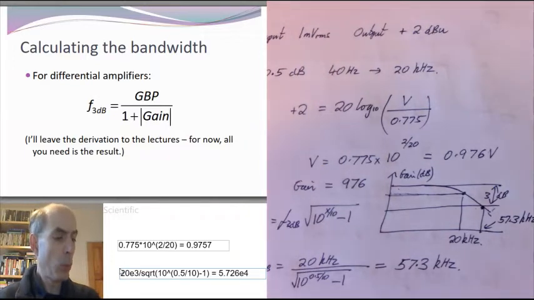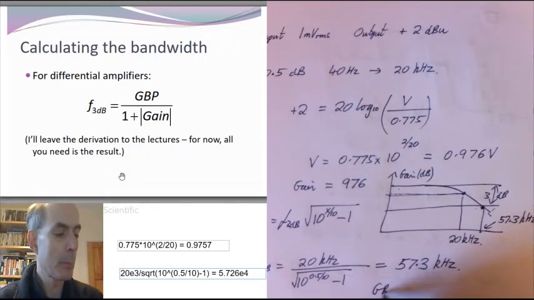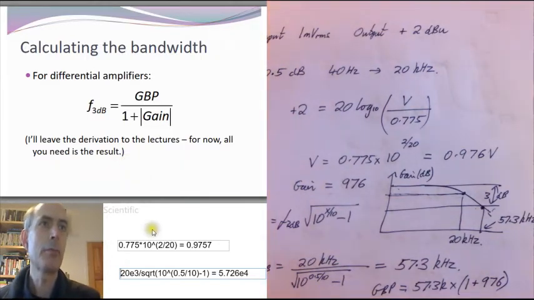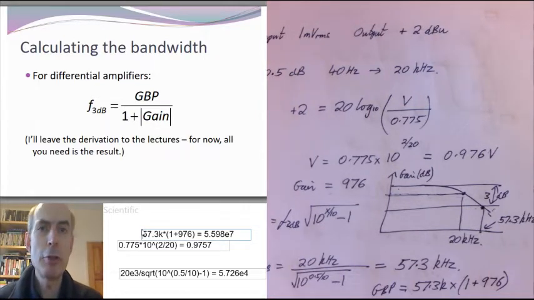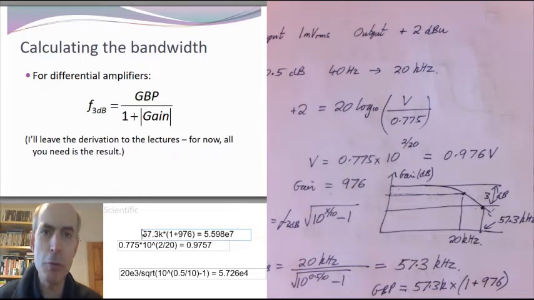Okay, so what gain bandwidth product do we need? Well, from the formula on the slide here, we would need a gain bandwidth product of the 3 dB bandwidth we need, 57.3 kilohertz, times 1 plus the modulus of the gain, which here would be 1 plus 976. And that is, as near as makes no difference, 56 megahertz. So, if we were going to produce this amount of gain with an op-amp, we need an op-amp with a gain bandwidth product of 56 megahertz. Have we got an op-amp with a gain bandwidth product of 56 megahertz? Answer, no. The gain bandwidth product of the op-amps that we are using is only 10 megahertz. You can check that on the datasheet.